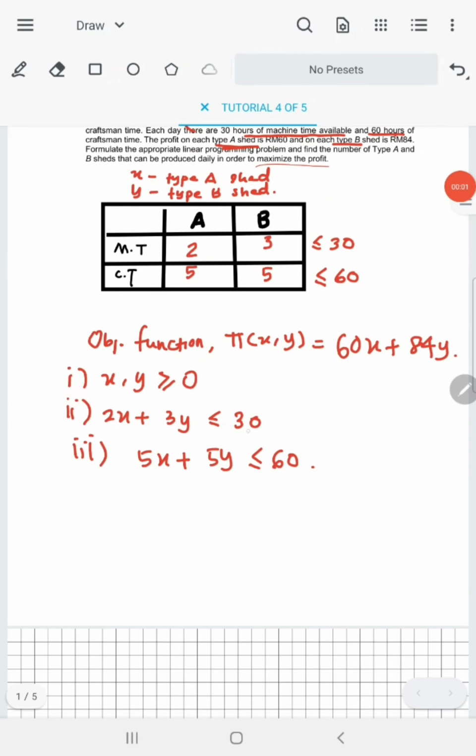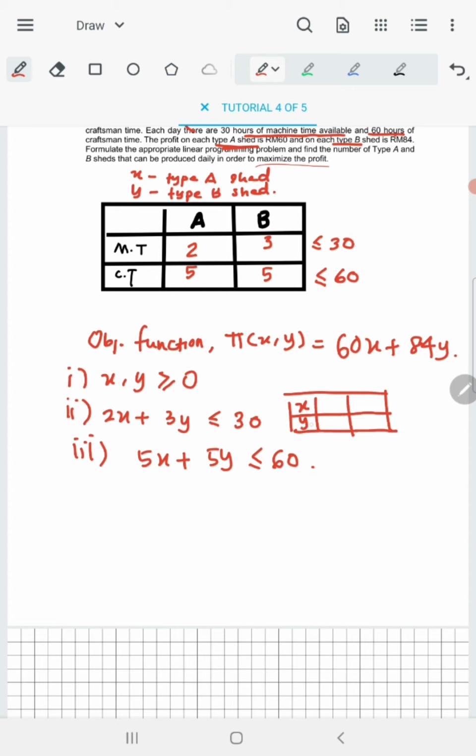Okay, now from the inequalities we need to find the points, because we need to form the straight line function. To make it easy, you just put a box beside your inequalities for x and y. Just substitute x equals 0 and y equals 0 into each of the inequalities. So when you substitute x equals 0 here, you get y equals 10, and when you substitute y equals 0 here, you get x equals 15.